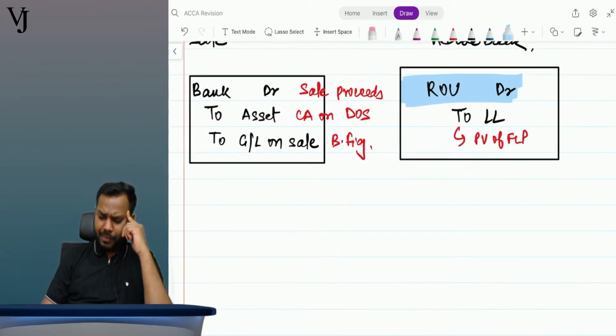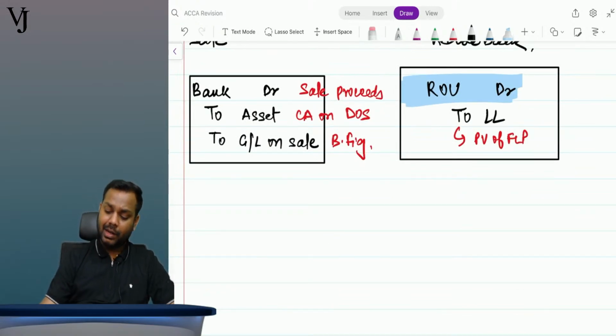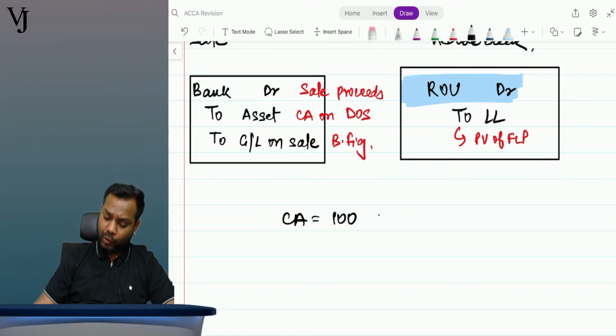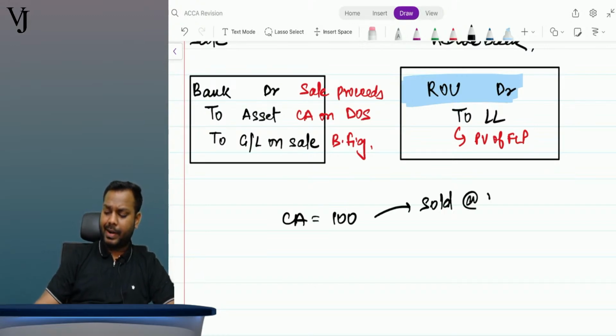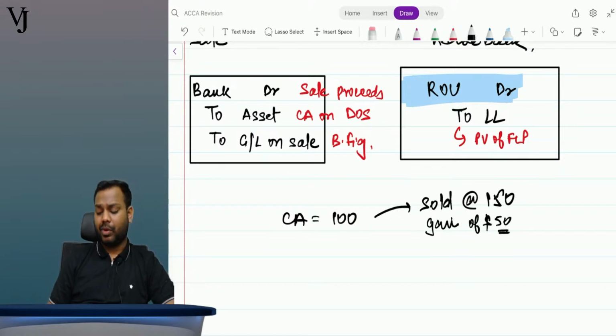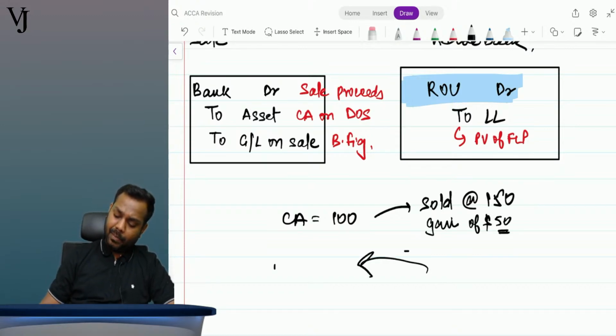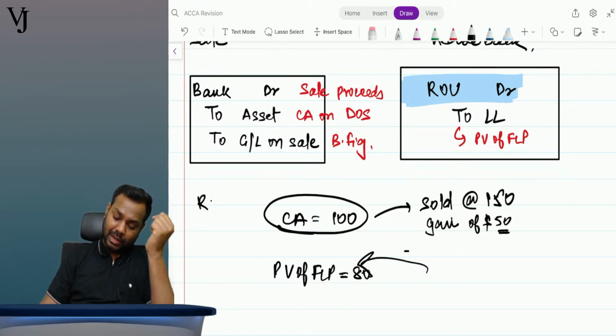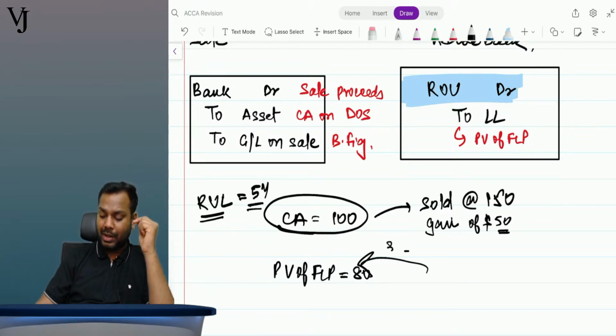Let's suppose I had an asset with a carrying amount of 100. I sold it for 150 and recognized a gain of $50. Now, when I took it back on lease, my present value of future lease payments comes to 80. The remaining useful life of this asset was 5 years, and I have taken the asset back on lease for 3 years.